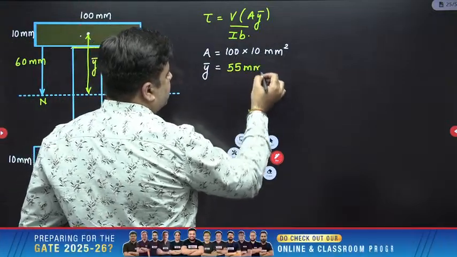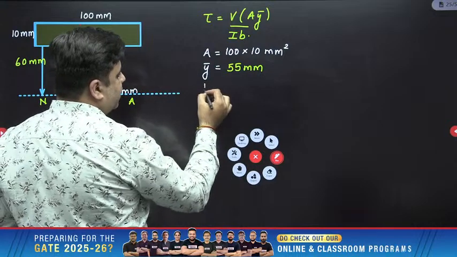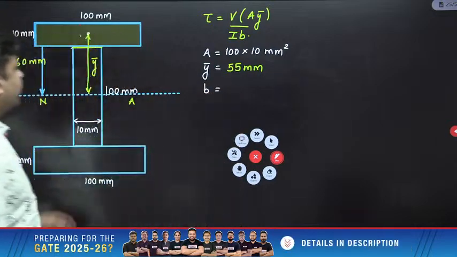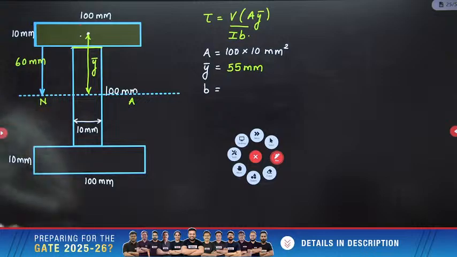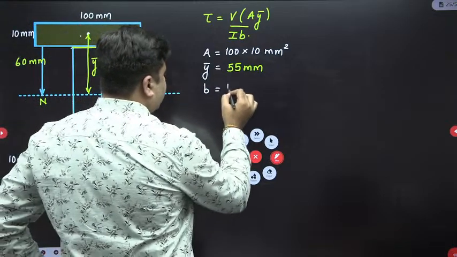Okay, sir. What is the width of the fiber? Width of the fiber here is 10 mm. So, small b is given to you as 10 mm.